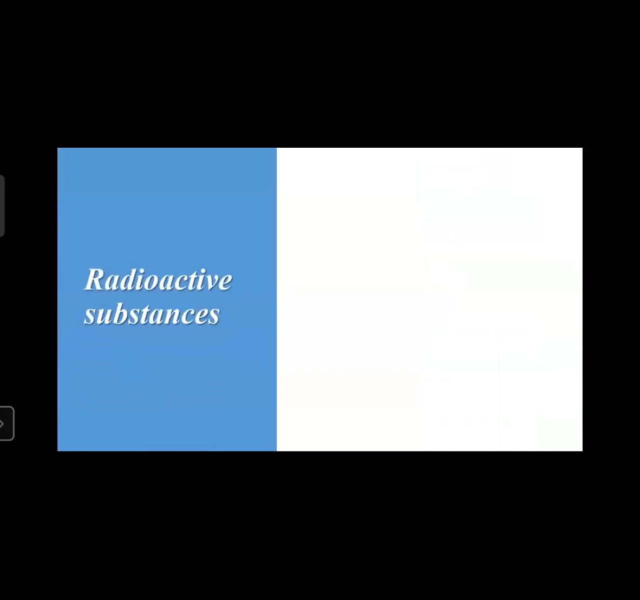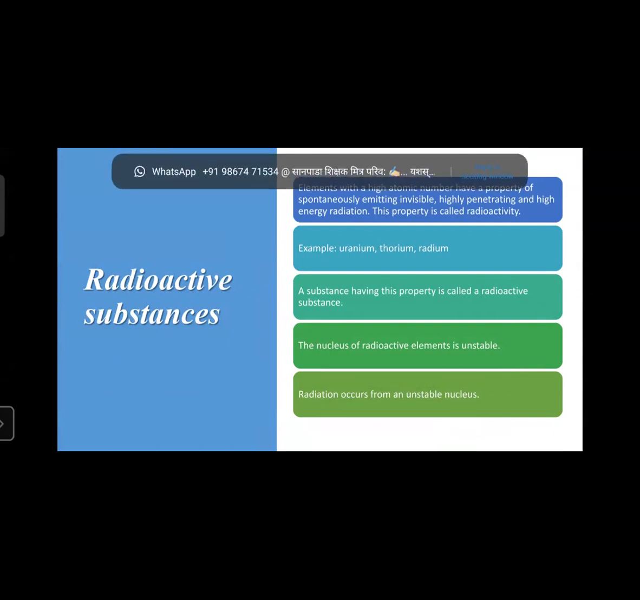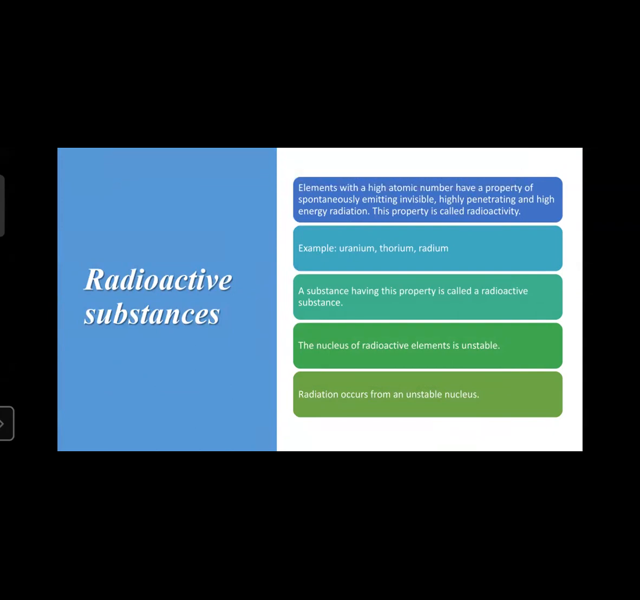First, radioactive substance. The elements with high atomic number have a property of spontaneously emitting invisible, highly penetrating, and high energy radiations, and this property is known as radioactivity. Some examples: uranium, thorium, and radium. These substances have the property of radioactivity, and those substances are called radioactive substances.